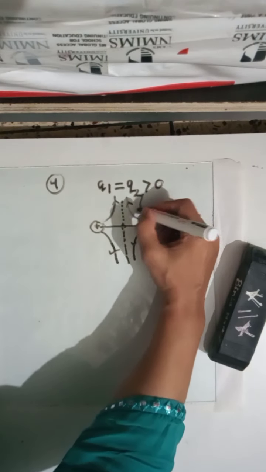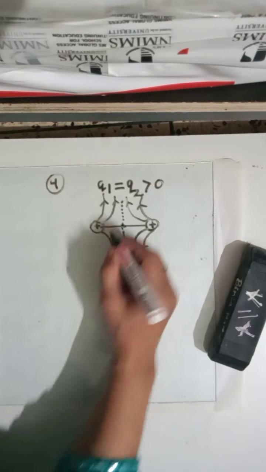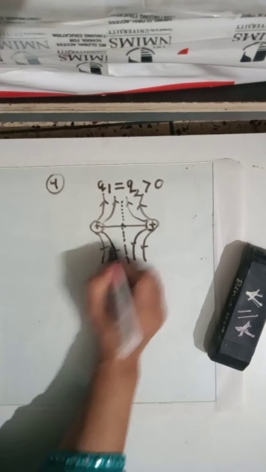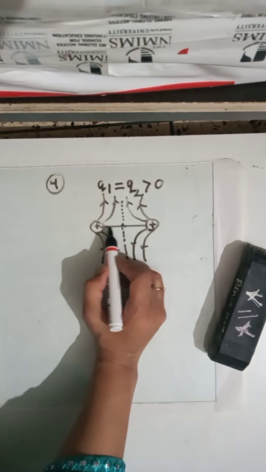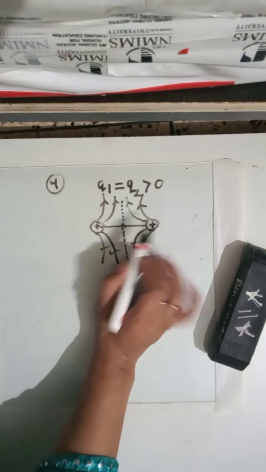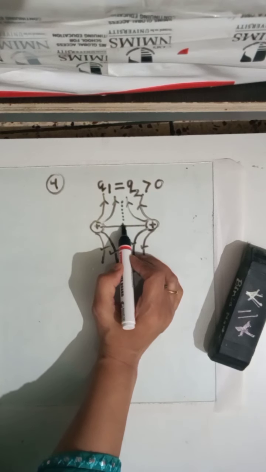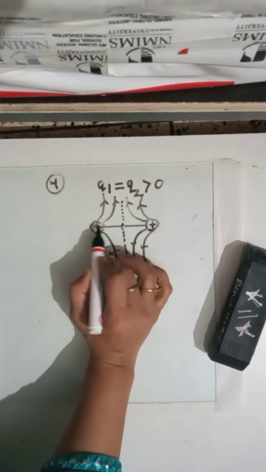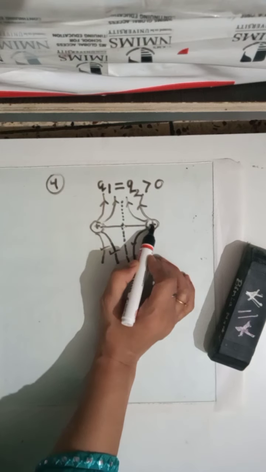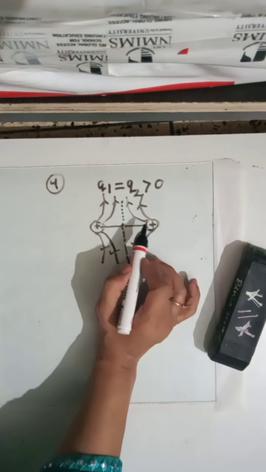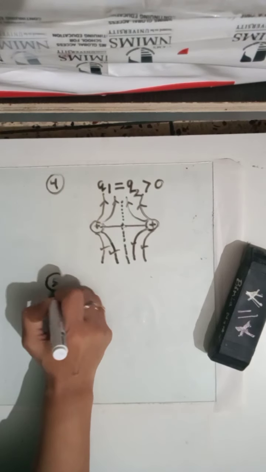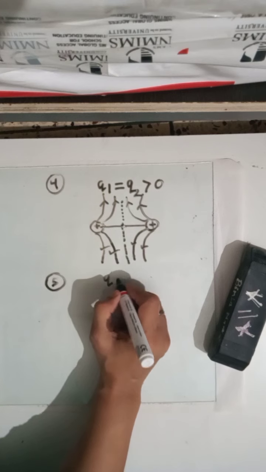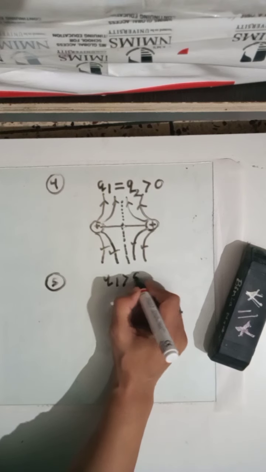It comes in the examination in the form of 1 mark question also. This point must be the midpoint of this line, and this point is the neutral point because at this point the net value of electric field due to this charge and due to this charge becomes equal to each other.